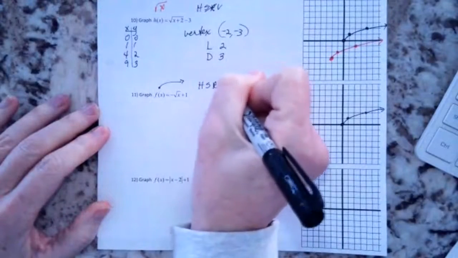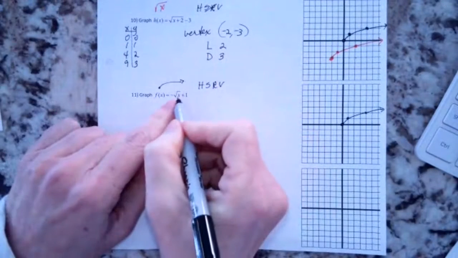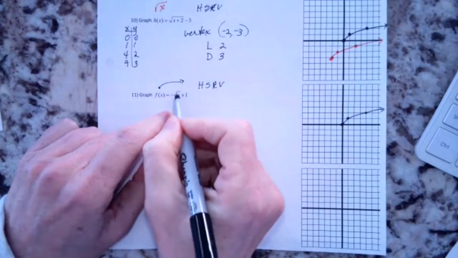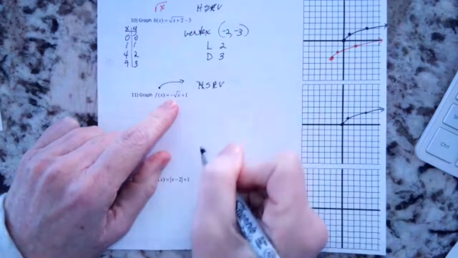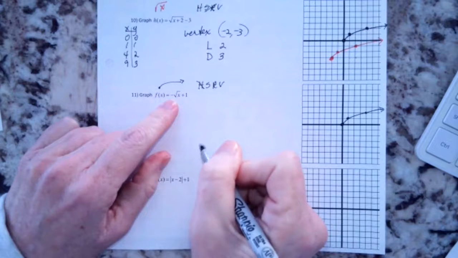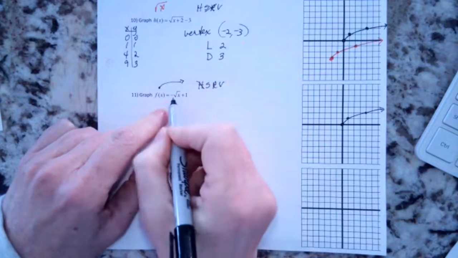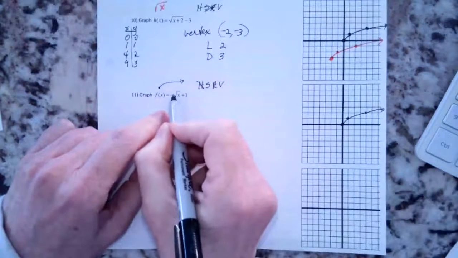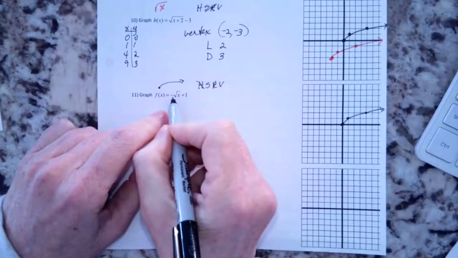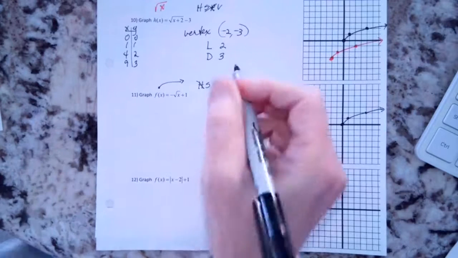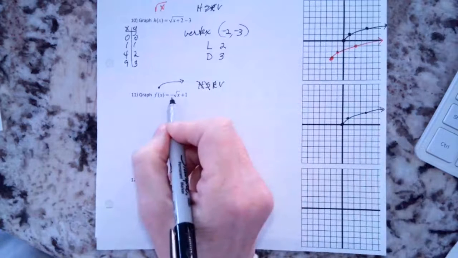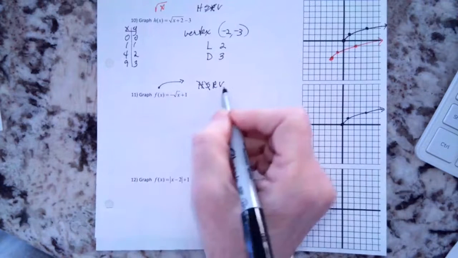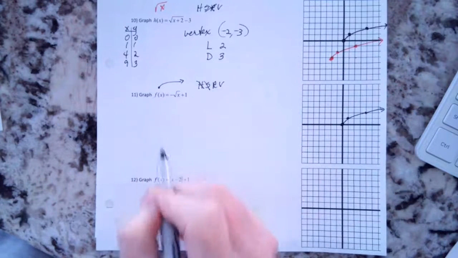Okay, in HServe, we're going to have no shift on the horizontal. There isn't a number burrowed here underneath the radical. So we're not going to have an H shift. We do not have a stretch. We don't have a number here. There's not a 2 or a 5 or a 3 coefficient sitting in front of the function. So we are not going to have a stretch. We do have a reflection. And then finally, we have a +1.